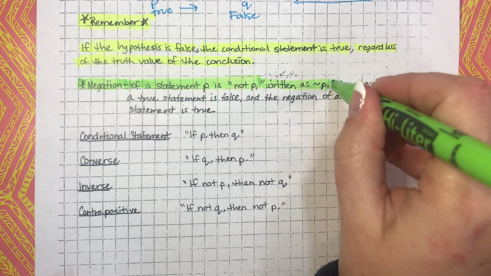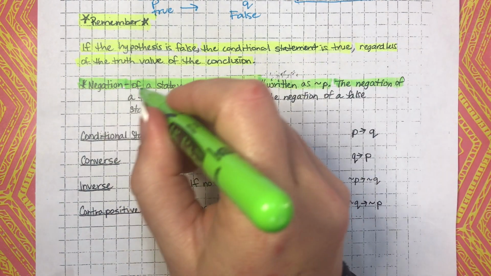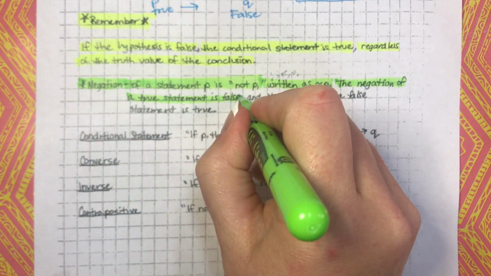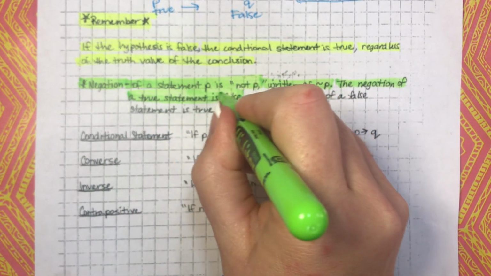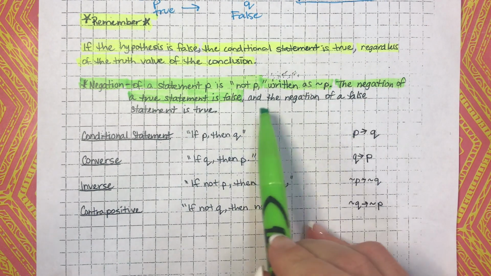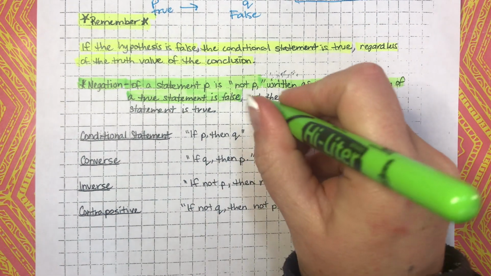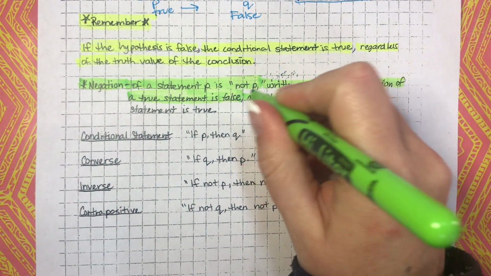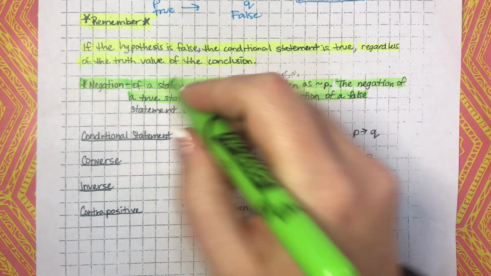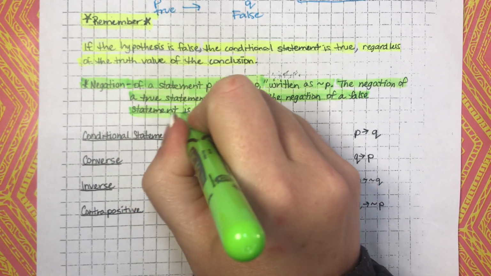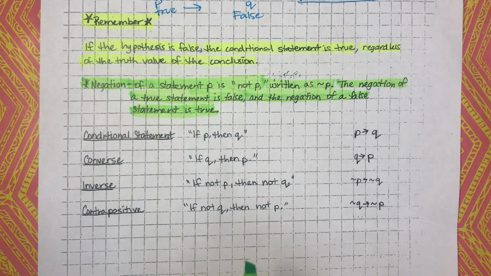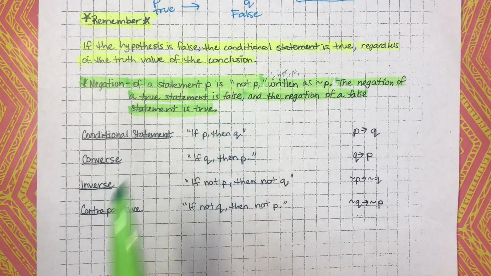Okay, let's read that again. The negation of a true statement is false. And the negation of a false statement is true. All right, so that is what negation is.